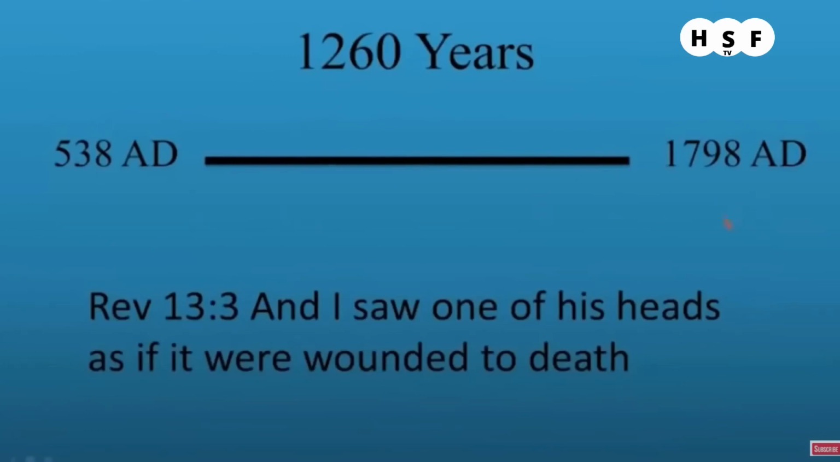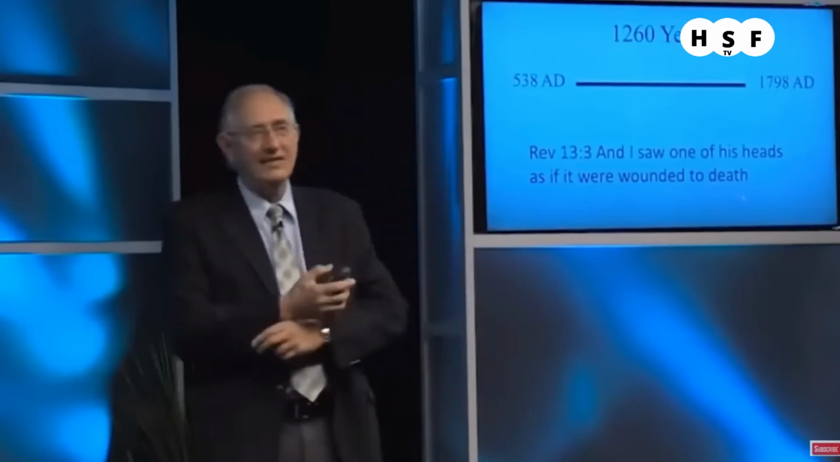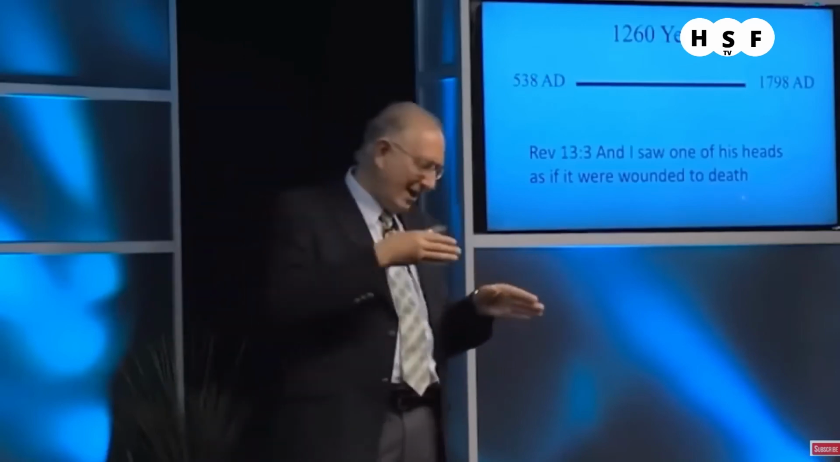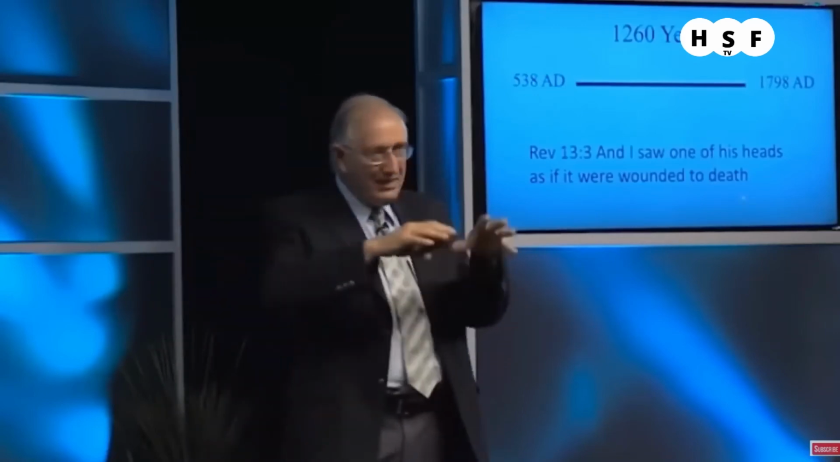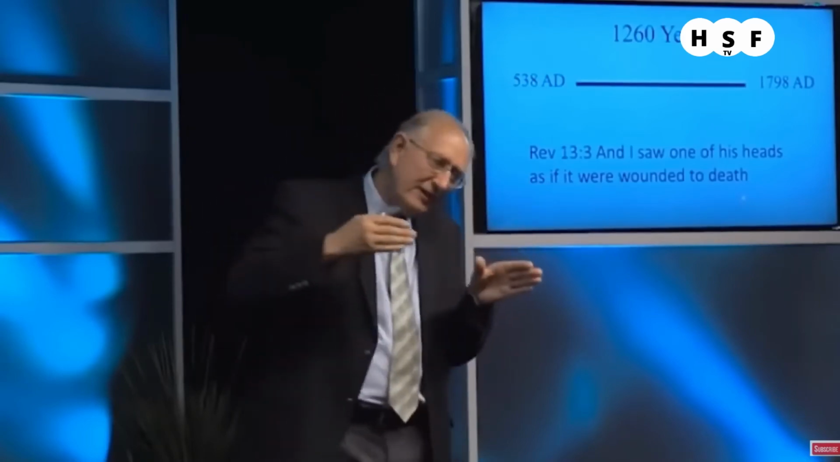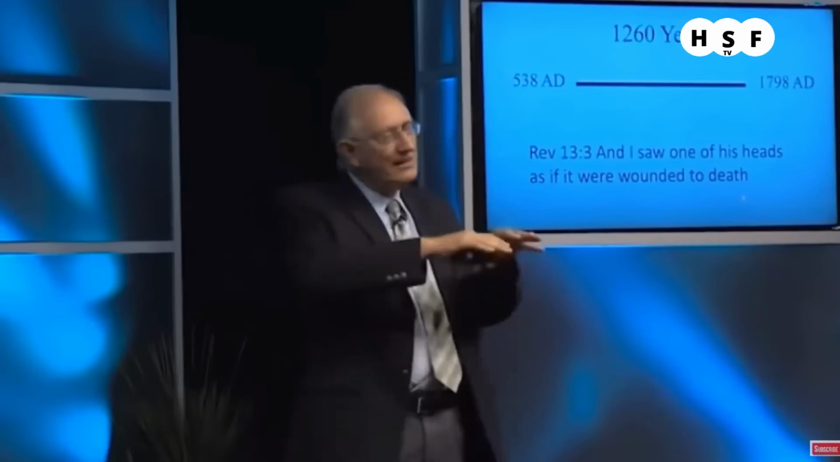What happened then? Revelation 13 verse 3 says, and I saw one of his heads as if it were wounded to death. As if it were wounded to death. So here was a wound. Now a beast is a kingdom. It's a political entity. So if it receives a mortal wound, that means the political power must be removed from it.